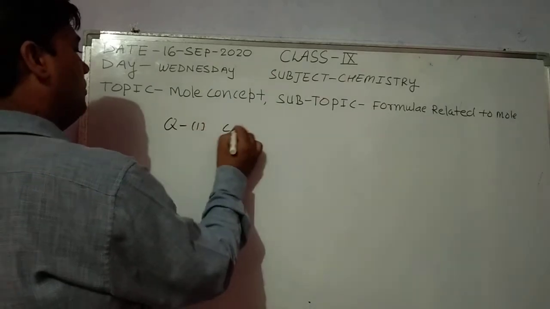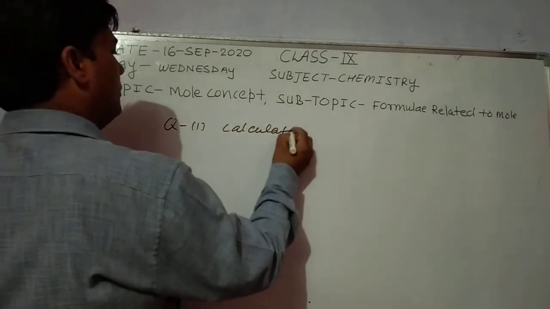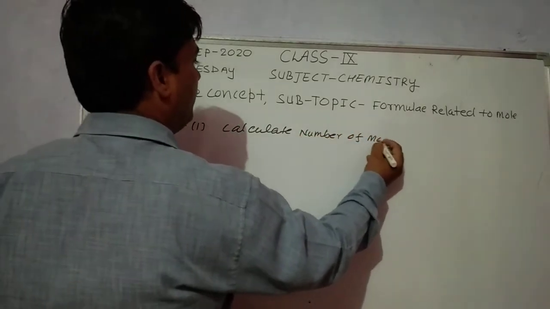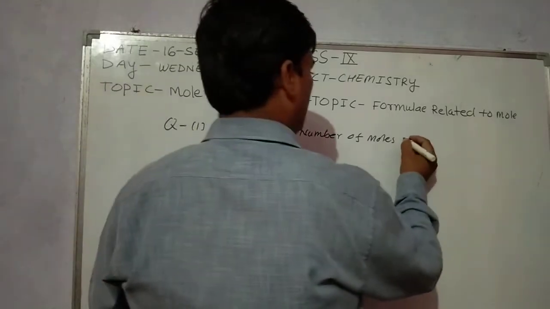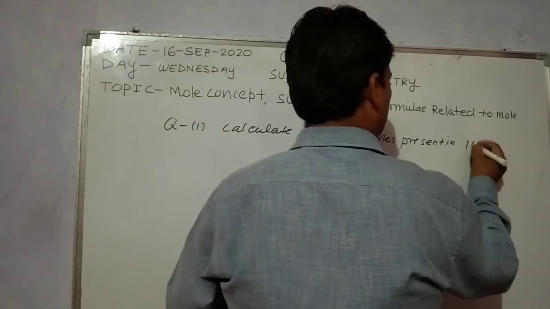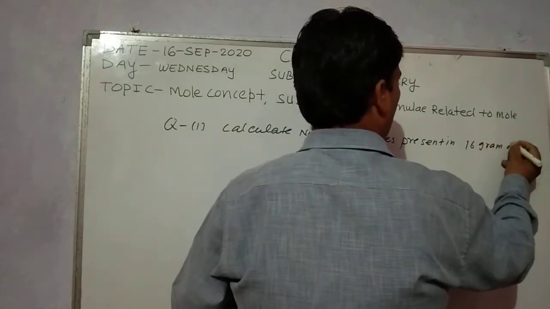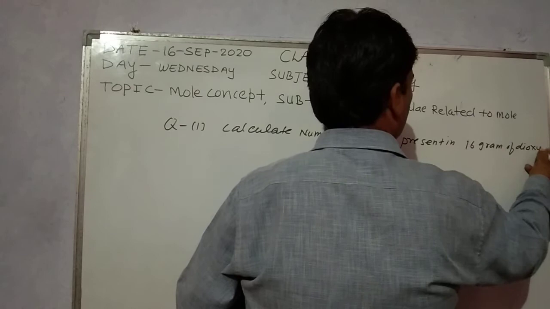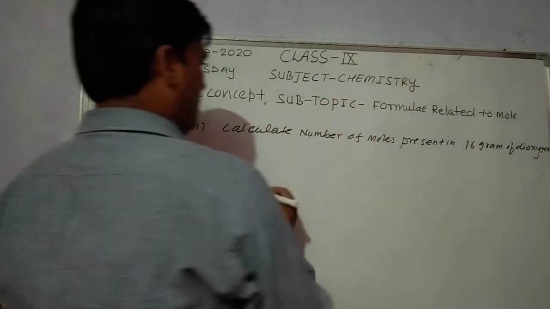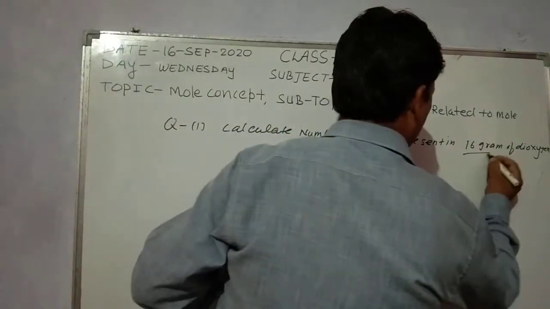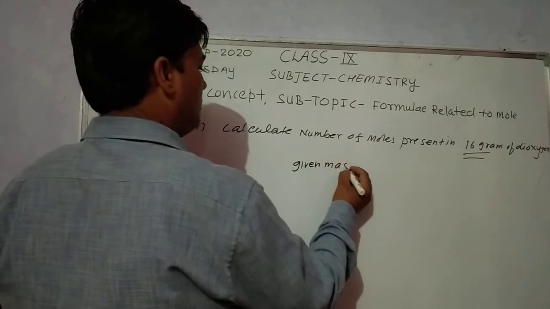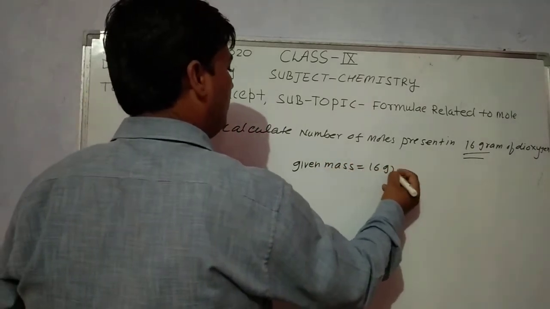First question: calculate the number of moles present in 16 gram of dioxygen. 16 gram of dioxygen. Okay, so the given mass is equal to 16 gram.